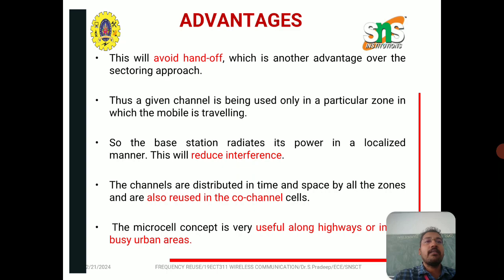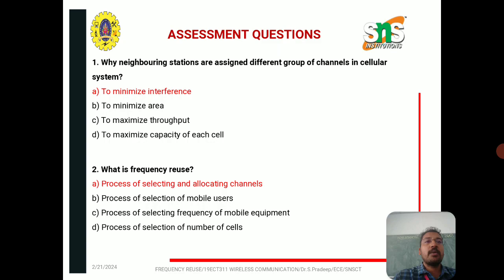This will avoid handoff, which is another advantage over the sectoring approach. Thus, a given channel is being used only in a particular zone in which the mobile is traveling. So the base station radiates its power in a localized manner. This will reduce interference. The microcell concept is very useful along highways or in busy urban areas. The channels are distributed in time and space over all the zones and are also reused in the co-channel cells. The assessment questions are given in this slide.